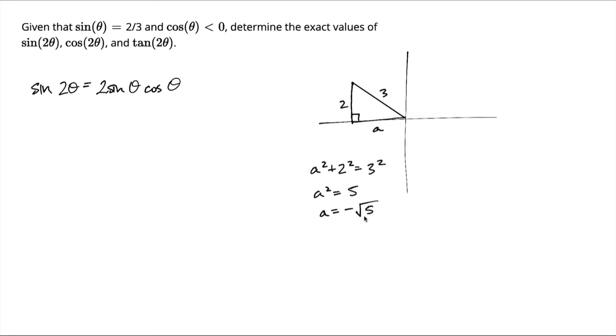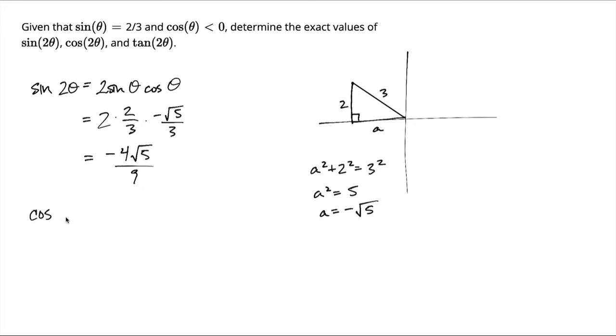Okay, so now I just go here and I fill it in. I say, well, sine is 2/3, of course, and cosine is adjacent over hypotenuse. So that's going to be a negative root 5 over 3. And then we can simplify a little bit. This is 2 times 2 is 4, so I get negative 4 root 5 over 3 times 3, which is 9.